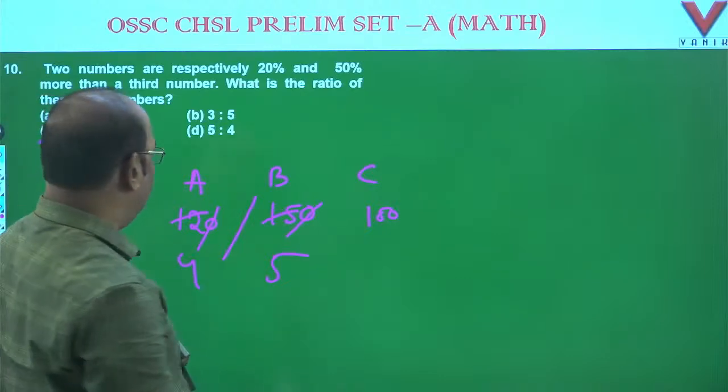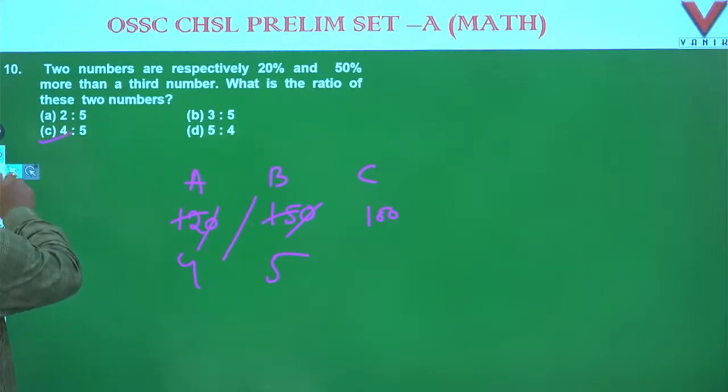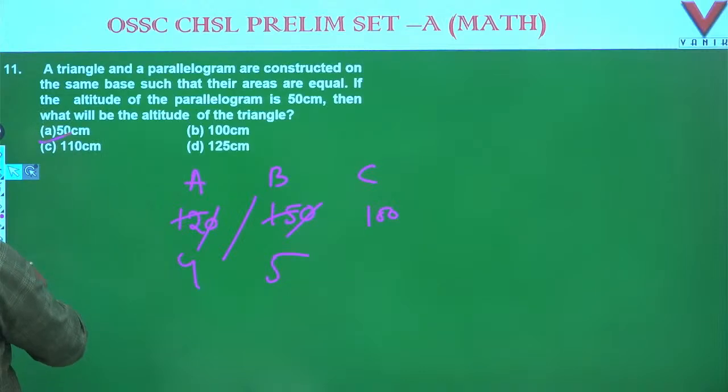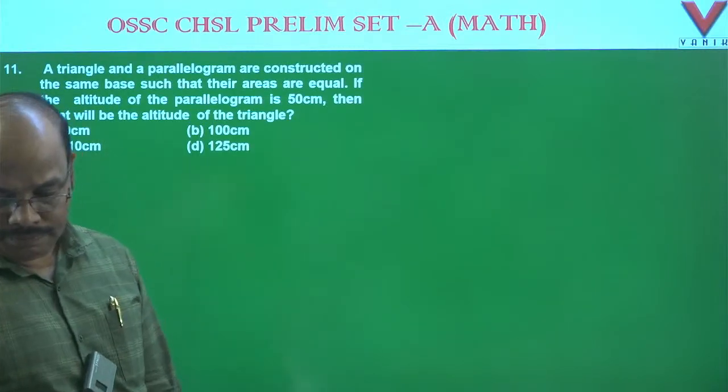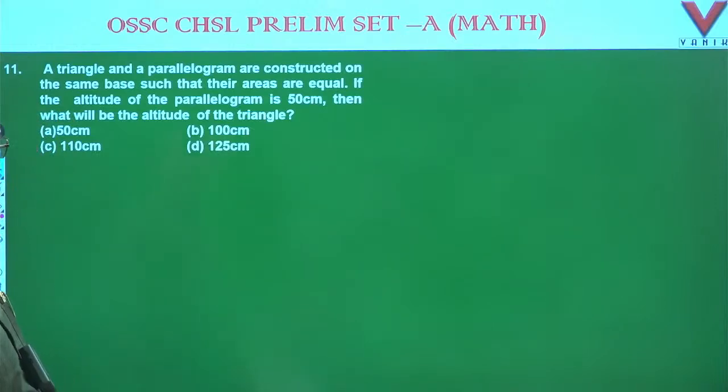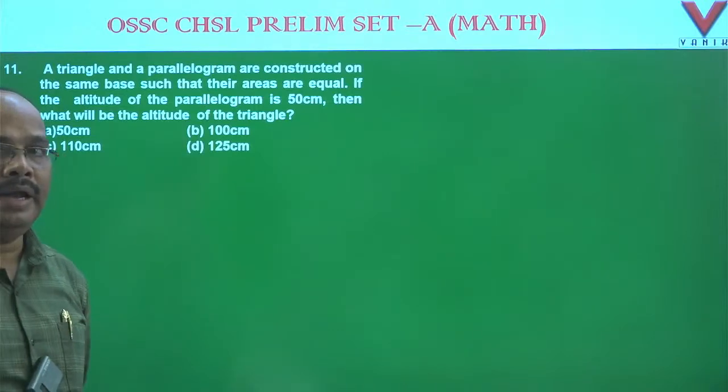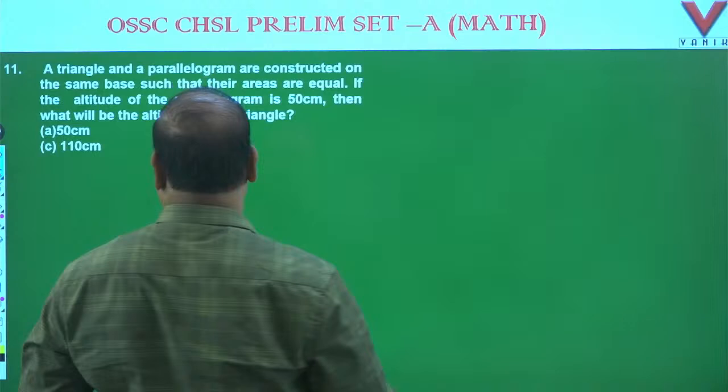So next question, number 11. A triangle and a parallelogram are constructed on the same base so that their areas are equal. Parallelogram and that is triangle.